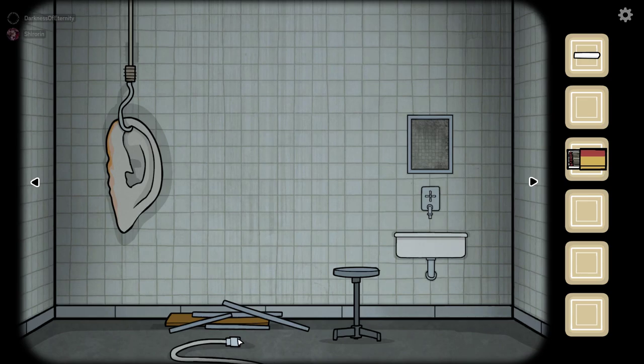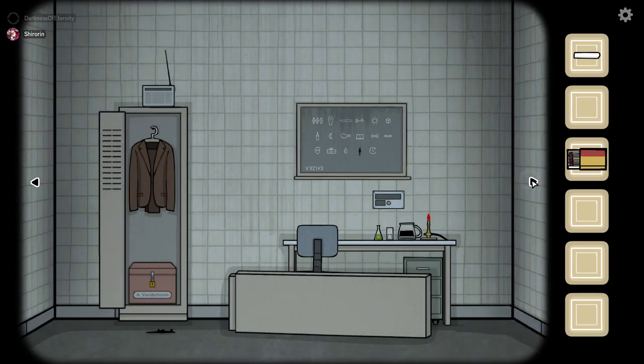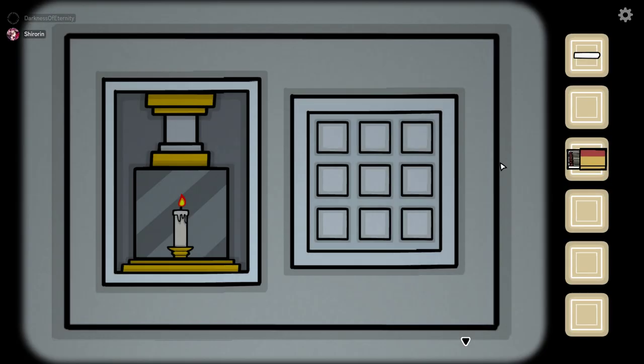What is it? Yeah, the 3x3 switches, right? Wait. Okay. It's a candle. Yeah, I think you... Candle? Yeah. So, first row, third one? Yeah. Third row, second one.